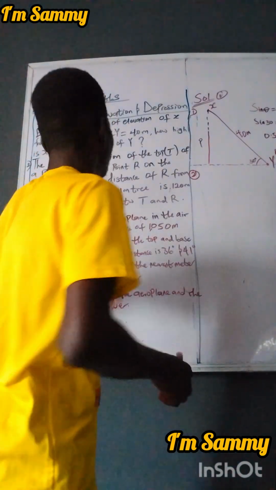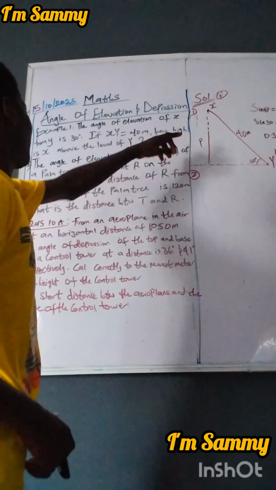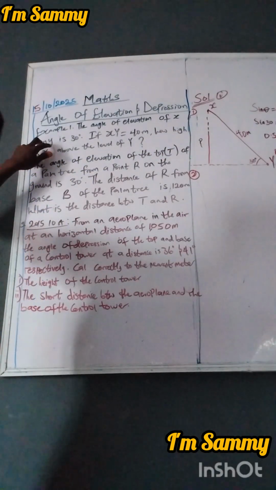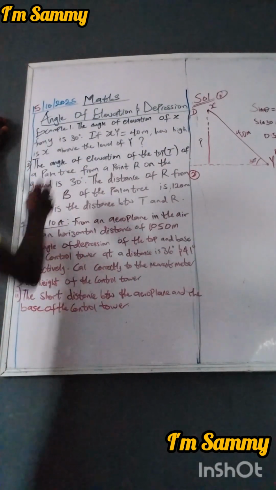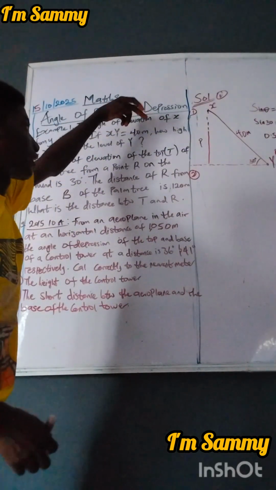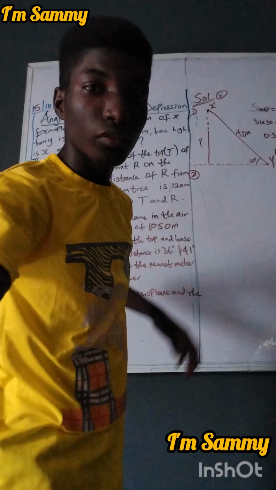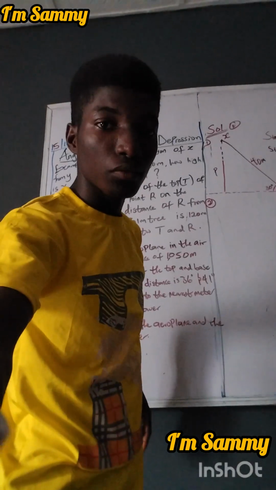Yes, question 1. It said, example, the angle of elevation of x from y is 30 degrees. If line xy is 40 meters, how high is x? So this is the interpretation here. Let me put the camera close so that we can see very well.